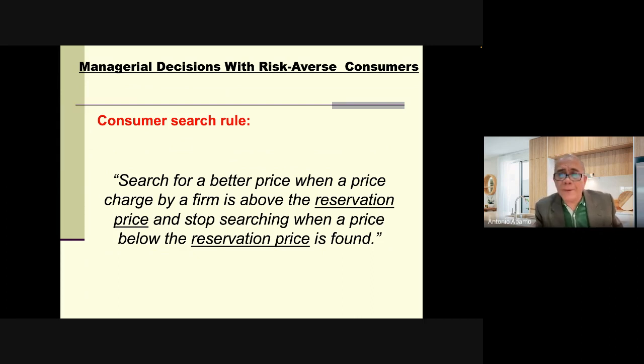Ang price lapas na sa imong reservation price, then search for a better price. Kung taas pa na siya. And stop searching when a price is below the reservation price. Okay, if it is below or even equal to your reservation price, go buy. Pero ang imong reservation price is still taas pa, search pa kay para ma-maximize nimo ang benefit. Okay? So that is the consumer rule using that graph.